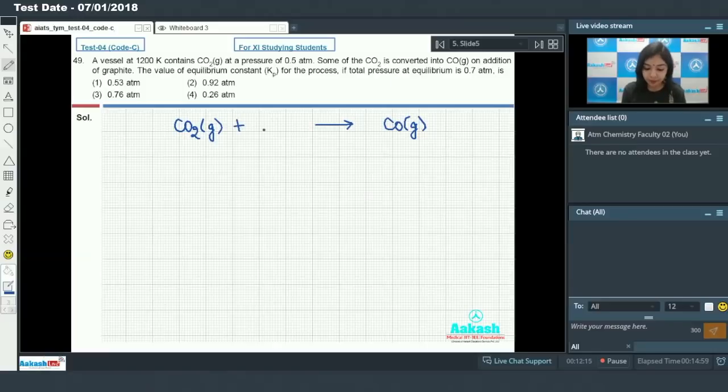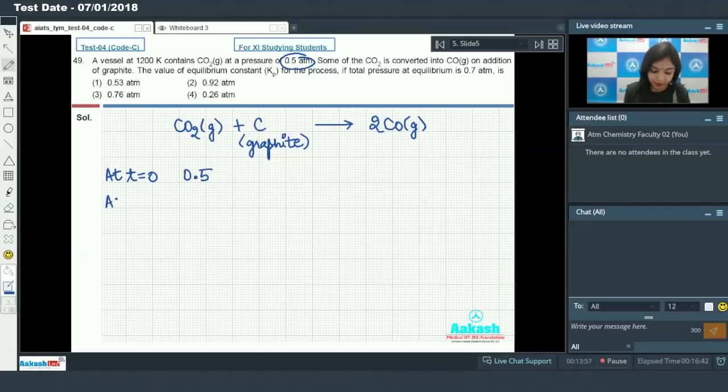So, graphite kya hota hai? Carbon. So, this is the graphite. So, now balance the chemical equation. It will be 2 carbon monoxide. ठीक है? अब now initially at T equal to 0, we have pressure of CO2 that is 0.5 atm. ठीक है? Graphite ka to koi pressure nahi hoga. And now at T equal to T equilibrium. यहाँ पे pressure कितना हो जाएगा? 0.5 minus P. और CO का pressure हो जाएगा 2P.